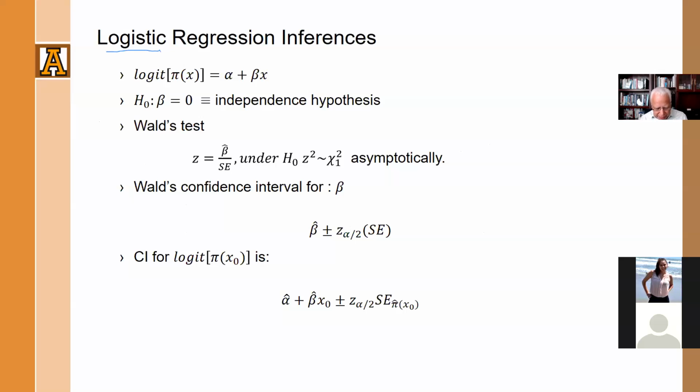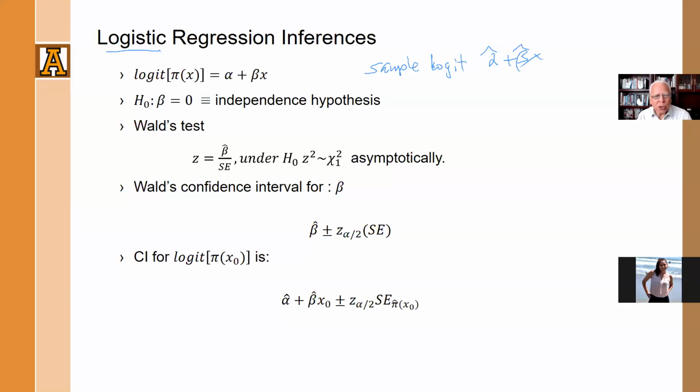So, inference regarding regression. One is we saw that the logit of pi of x is alpha plus beta x. Okay, what will be the sample logit? The sample logit will be the estimate, replacing the alpha and beta with their estimates.